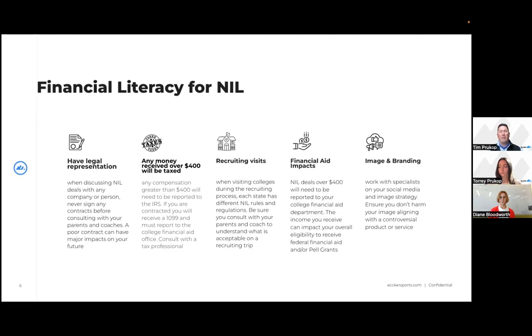Anything that you make from an NIL deal over $400 is taxable on your tax statements, even if it's gifts in kind. So if somebody was to give you free access to a gym to work out, or a free pair of tennis shoes, if the value of that is greater than $400 over the course of the year, then you do have liability from a tax perspective. So make sure that you're considering that as you're looking at deals.